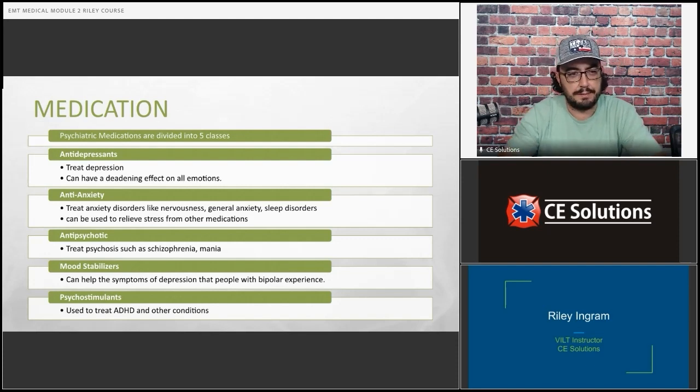So that's absolutely a thing. Anti-anxiety drugs treat anxiety disorders like nervousness, general anxiety, and sleep disorders. Can be used to relieve stress from other medications. Antipsychotics can be used for treating psychosis such as schizophrenia and mania.